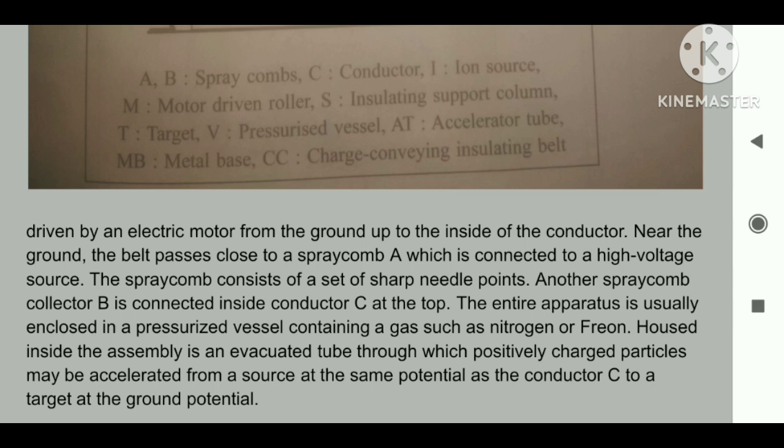The entire apparatus is usually enclosed in a pressurized vessel containing a gas such as nitrogen or freon. Housed inside the assembly is an evacuated tube through which positively charged particles may be accelerated from the ion source at the same potential as the conductor C to a target at ground potential.